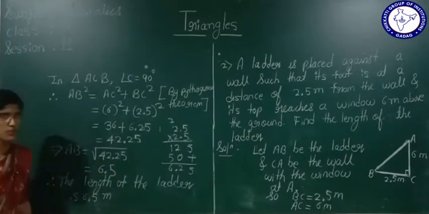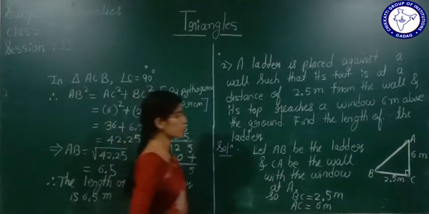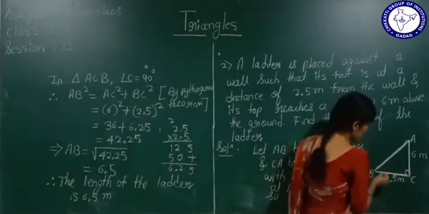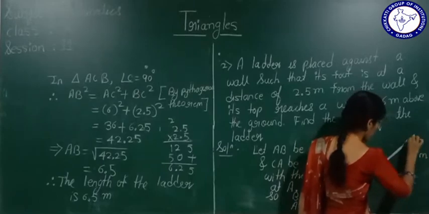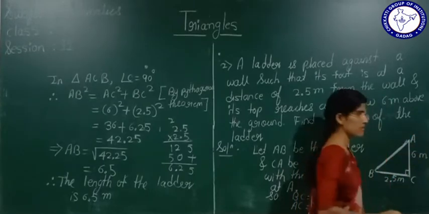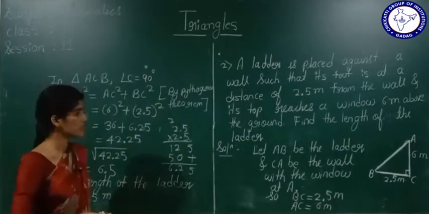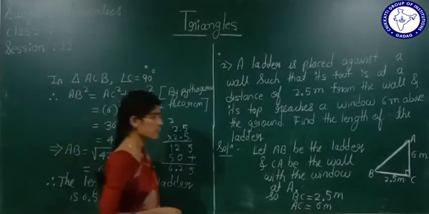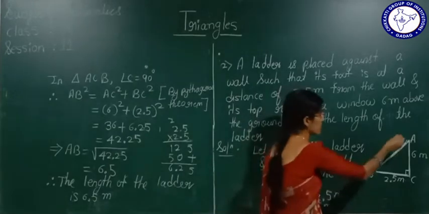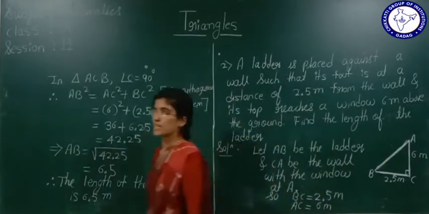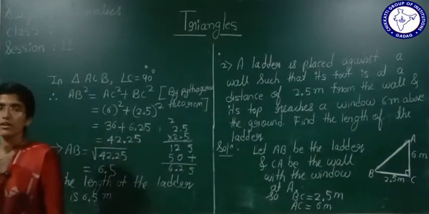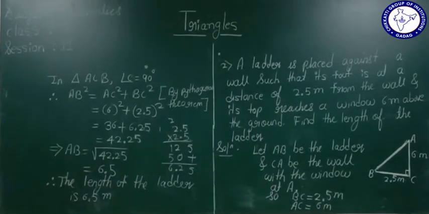Now you may ask me why this is 90 degree. Here this is a ground and a wall is placed vertical, right? Definitely it is going to form a 90 degree. By using Pythagoras theorem, we have found out the value of AB, the length of the ladder. Now we will see the next question.